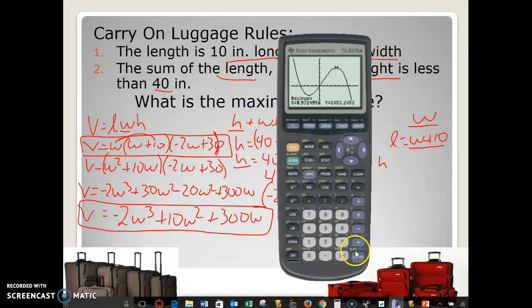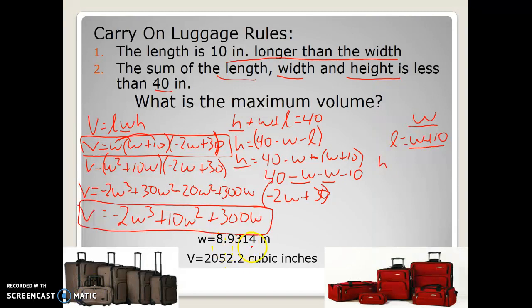The maximum point between those two intervals that I put on the calculator is a width of 8.93, and my maximum volume is going to be 2,052.2052 cubic inches. And so that's the answer to our question. The width that gives the maximum volume is 8.93, and the maximum volume is going to be 2,052 cubic inches.